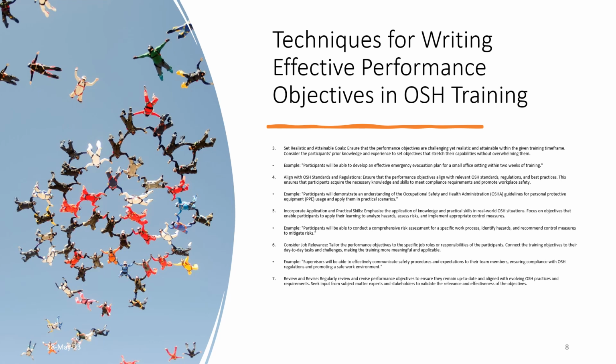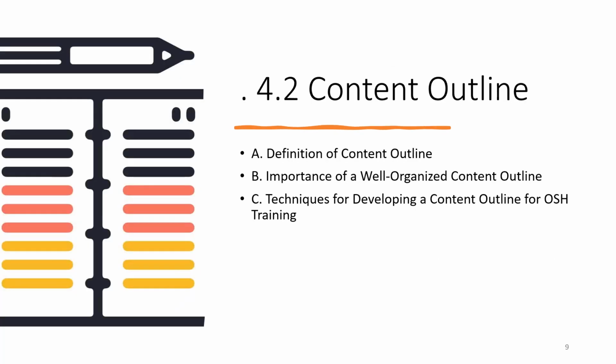Incorporate application and practical skills. For example, participants will be able to conduct a comprehensive risk assessment for a specific work process, or participants should be able to identify hazards, or participants should be able to identify types of control measures that they may want to apply at certain jobs that have been conducted. And when we write effective performance objectives, we need to also consider job relevance, and last but not least, they have to be reviewed and revised from time to time.